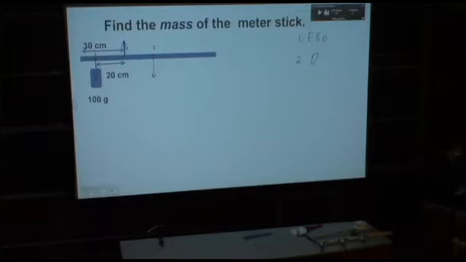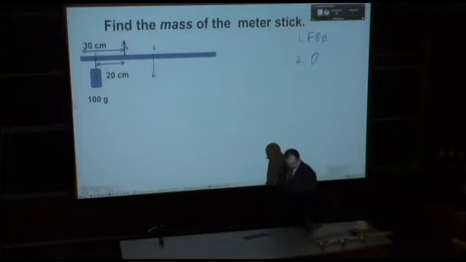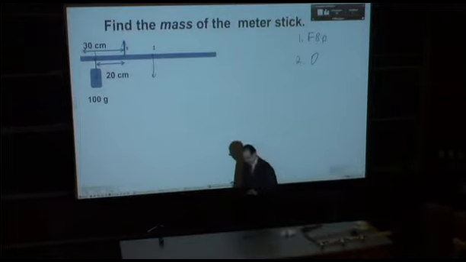Democracy wins, so the majority. Of course, I could have it overruled, but I won't.